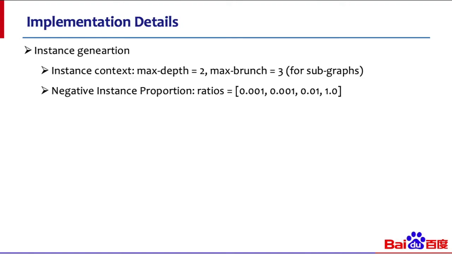Instance generation is very important for the final performance. For the context of each instance, we set the maximum depth of subgraph as 2 and the maximum branch of each node as 3. As described before, for each positive instance, we generate multiple negative instances. We simply select a certain proportion of all possible negative instances for each positive instance.